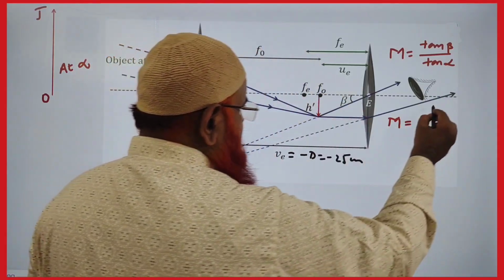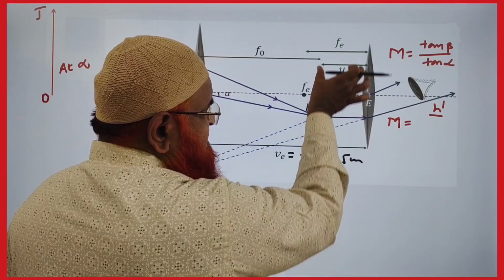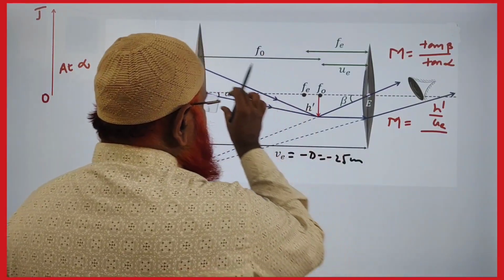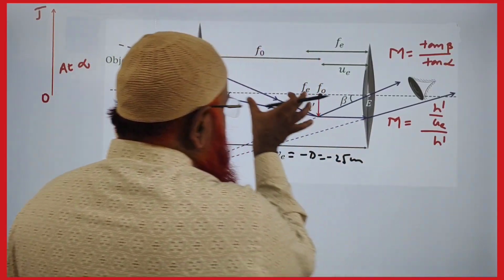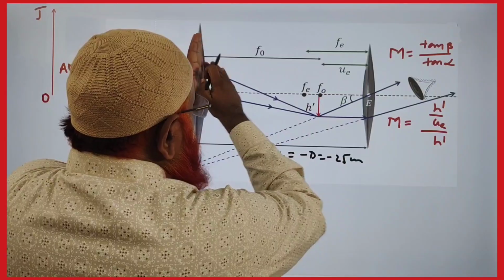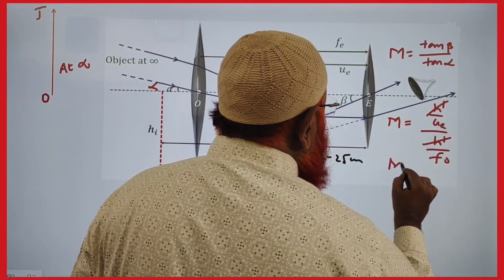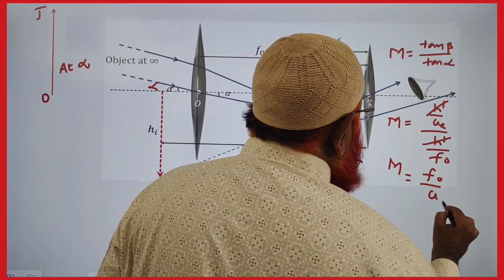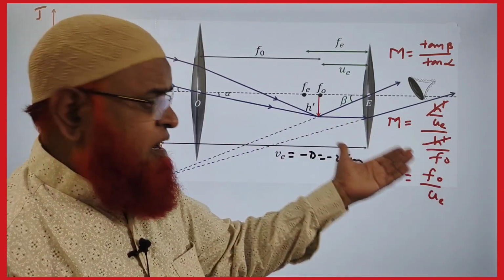Tan beta is h dash, that is the opposite side, and the adjacent side is nothing but u e, and tan alpha is again h dash, and the adjacent side is going to be f naught in this case. So h dash gets cancelled, and magnification will become f naught by u e. This is said to be the net magnification of a telescope.